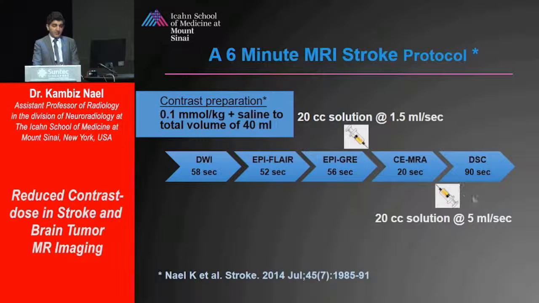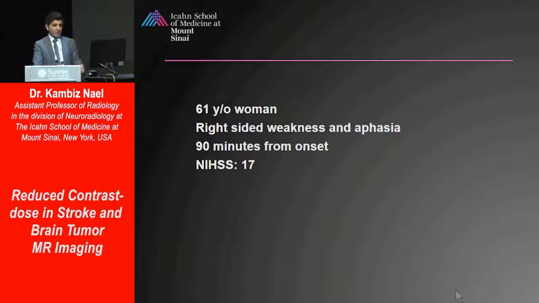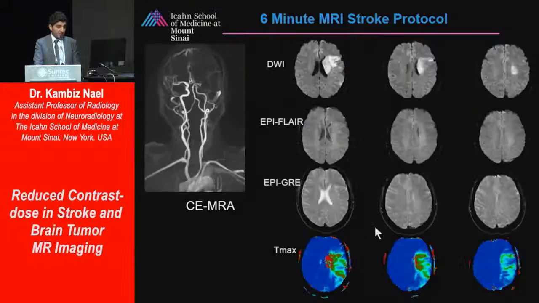So again, here you have the option to give 2 doses of contrast, or use the standard dose of gadolinium, which is 0.1 millimole per kilogram, dilute that with saline, use half of that solution to accomplish your MRA, and use the other half to accomplish your DSC perfusion. I'm going to show you one clinical case in which I can hopefully highlight the effectiveness of Bayesian to process this type of imaging. This was a 61-year-old woman presented with right-sided weakness and aphasia. She was scanned 90 minutes from the onset of presentation with the NIH stroke scale of 17.